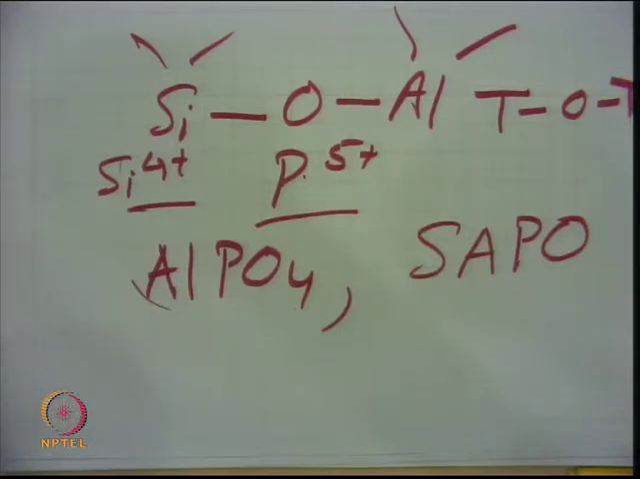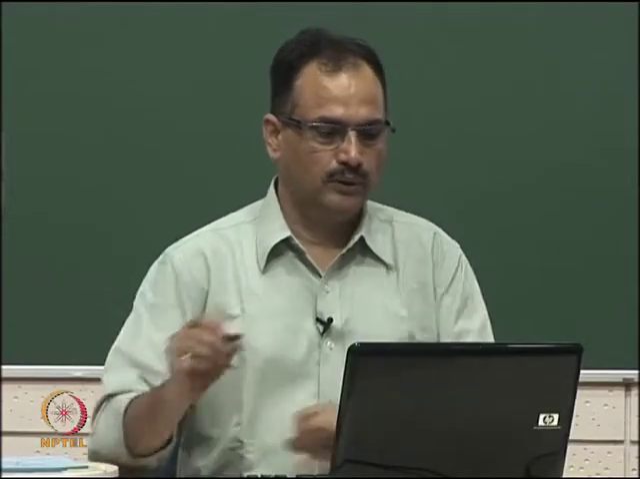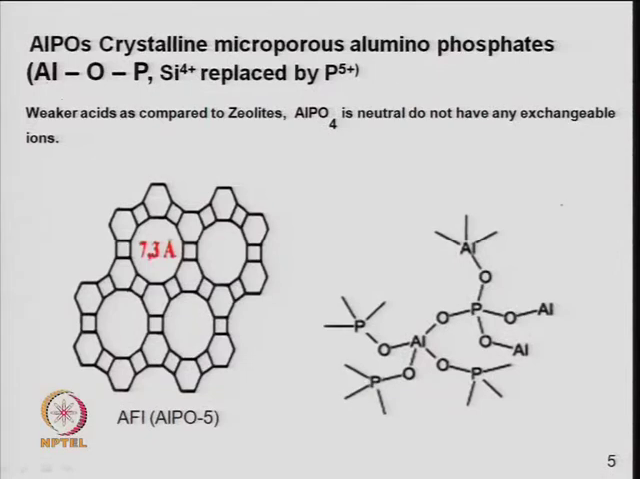For a reaction such as methane conversion to olefin hydrocarbons, SAPO can be used, because stronger acid sites may give more coke on the catalyst. So here is the aluminophosphate type zeolite, or in some cases, if you replace the phosphorus again by silicon, you can have SAPO type zeolites also. These are weaker acids compared to the zeolite, and AlPO4 type molecular sieves are generally neutral and do not have any exchangeable ion.